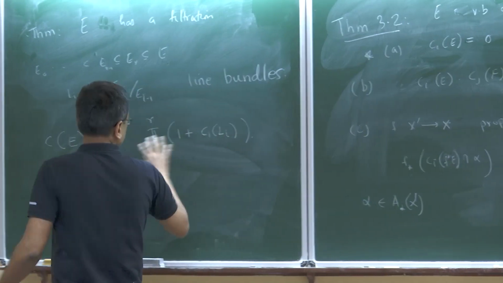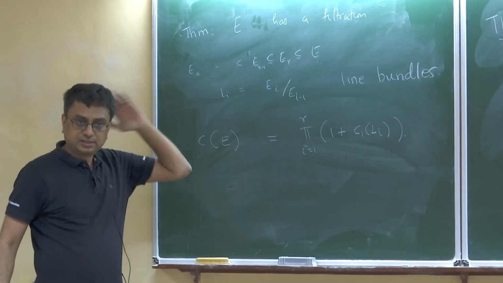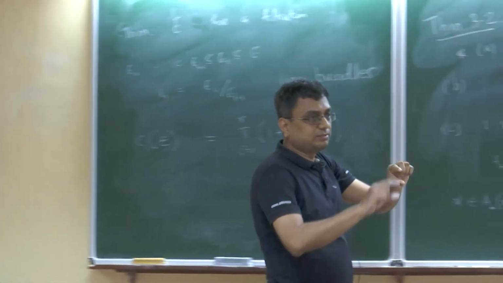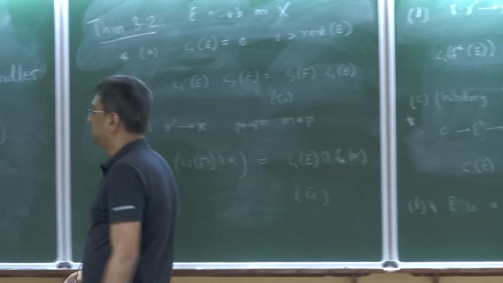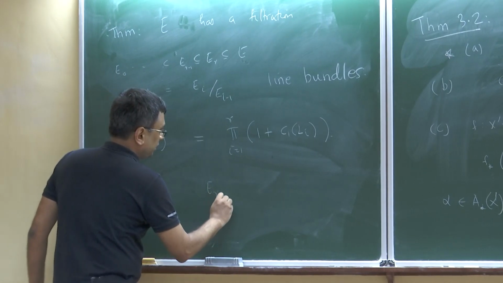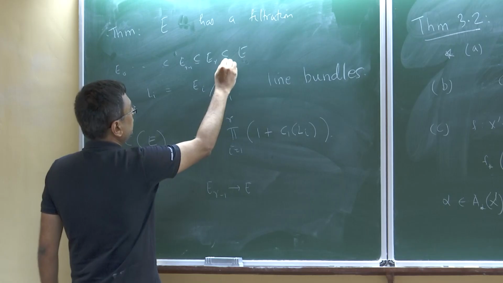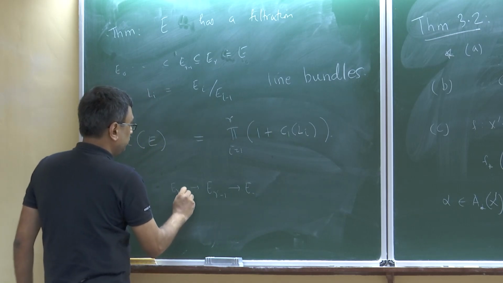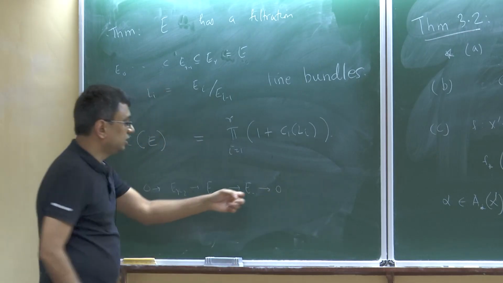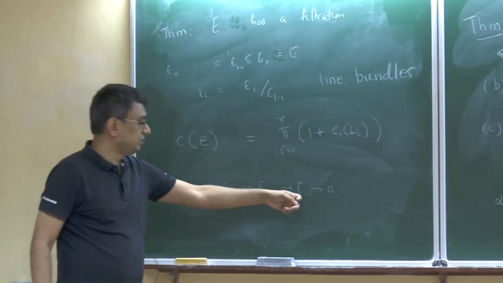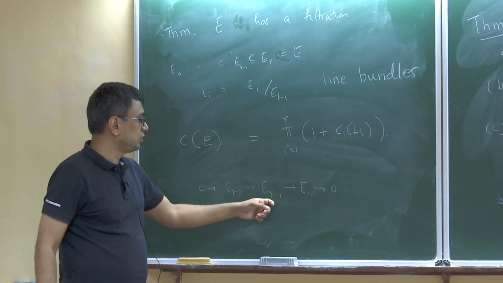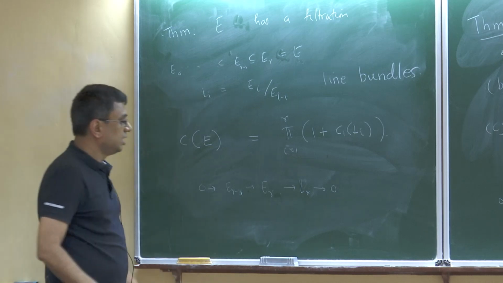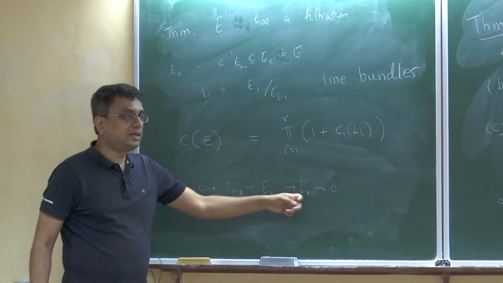I will indicate how. Is that clear? Because once I have this filtration, the Whitney sum says something about short exact sequences. For example, if I have E_{r-1} to E_r, which is equal to E, and the quotient is L_r, this is a short exact sequence. So the total Chern class of E_r is the total Chern class of L_r, because this is E_r modulo E_{r-1}, times the total Chern class of E_{r-1}.